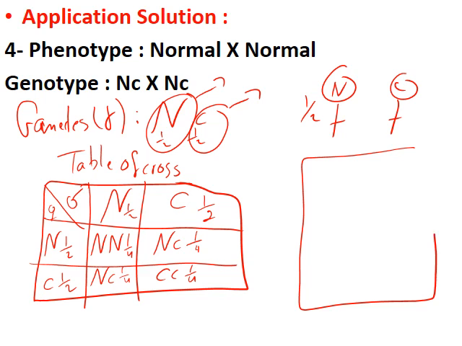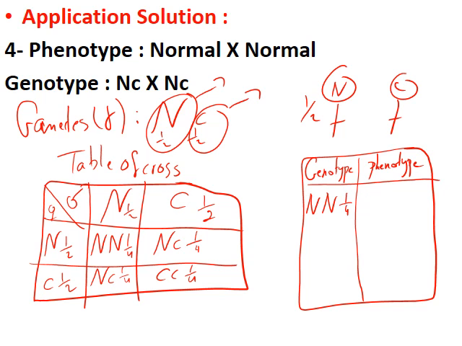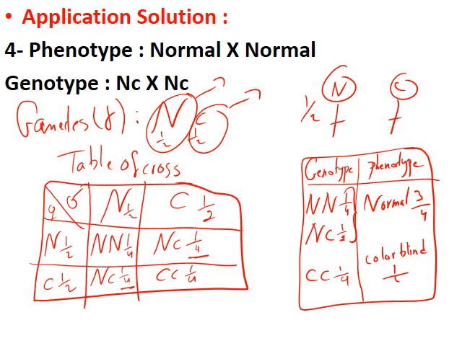Moving to the table of results. This is genotype. This is phenotype. So NN 1 over 4. This is NC. We have 1 over 4 plus 1 over 4, it's 1 over 2, it's half. And CC, it's 1 over 4. So NN 1 over 4, NC 1 over 2. Both they are normal. So normal 3 over 4. And CC, which is color blindness, which is 1 over 4.